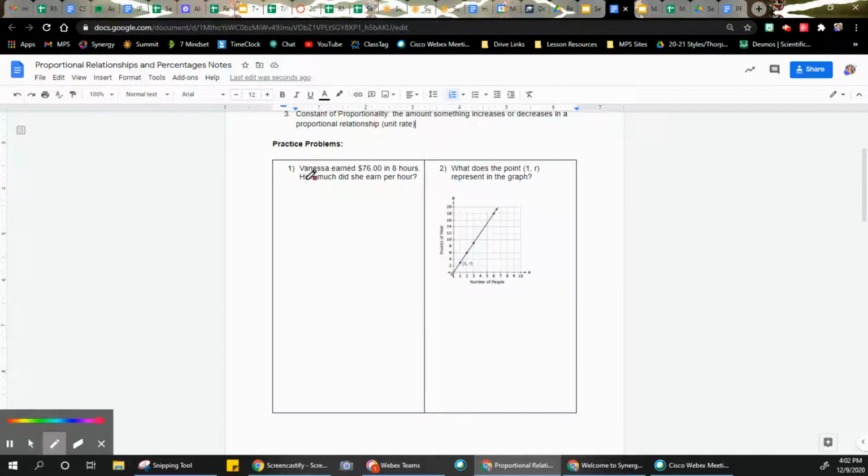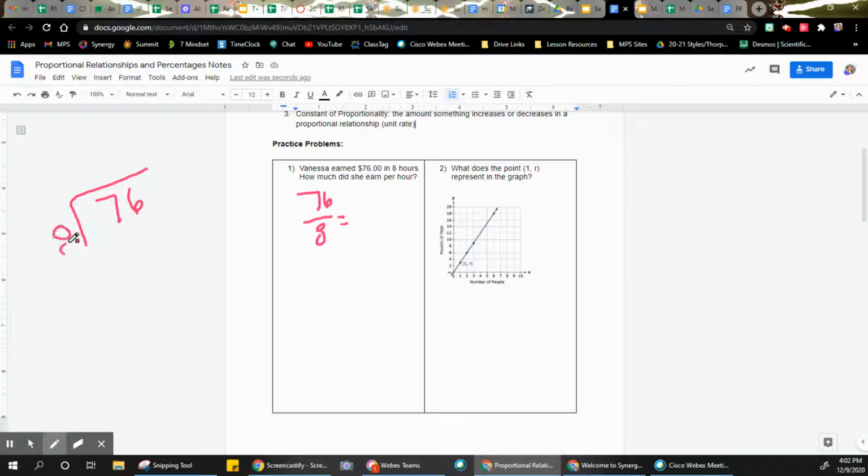So the first one says Vanessa earned $76 in 8 hours. How much did she earn in 1 hour? So we've got to figure out the basic unit rate for it. We can either set up the ratio, or we can just divide it to find 1, because we know that if we put this into a fraction, we could reduce it to 1 to find the equivalent amount. So I'm going to do 76 divided by 8. I'm setting up that ratio. Now I'm going to reduce it until I can get to 1, and to do that, I'm going to divide by 8.